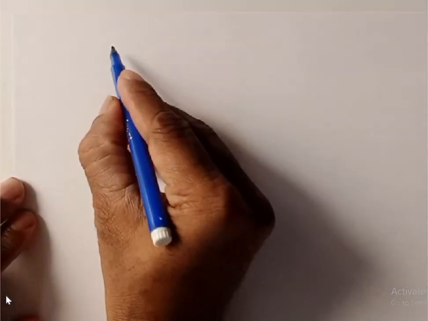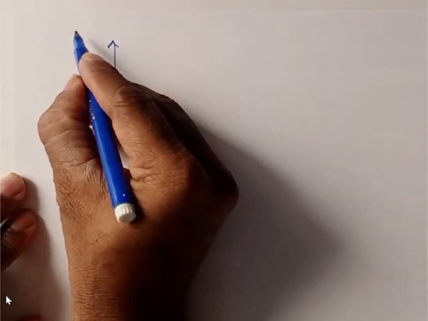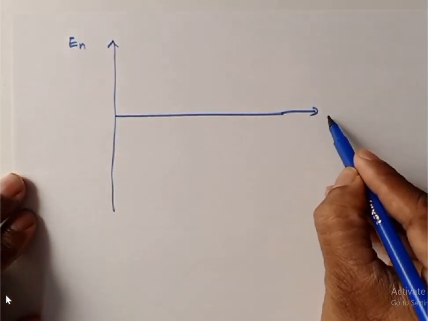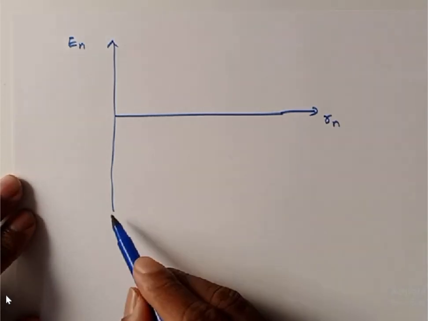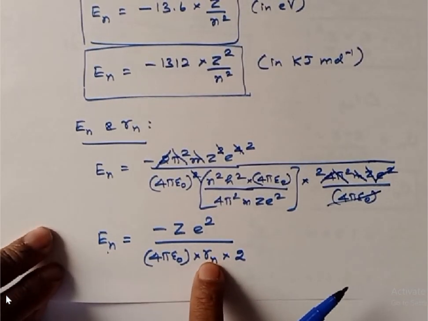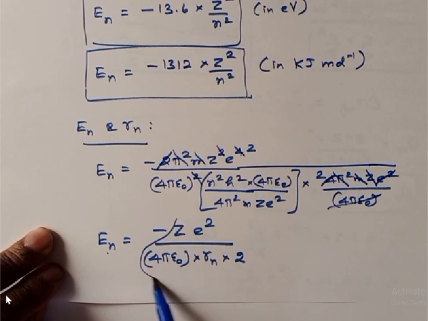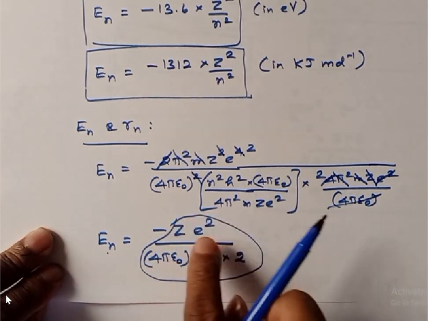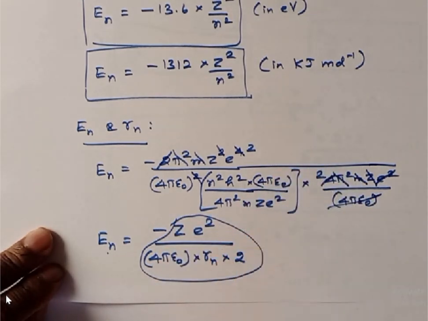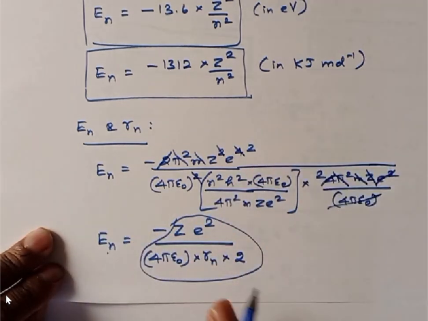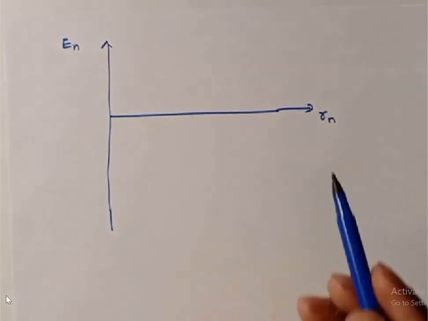So I'm going to plot energy, that is En, on the y-axis, and on the x-axis I'm going to plot Rn. Here, as Rn increases, the radius of the nth orbit increases, and this quantity will decrease, because Rn is in the denominator. In mathematics, decrease means negative, so negative of negative becomes positive. That means energy will increase. As Rn increases, energy increases.